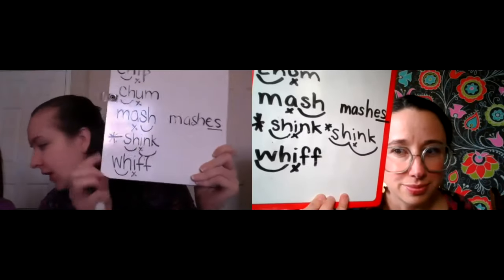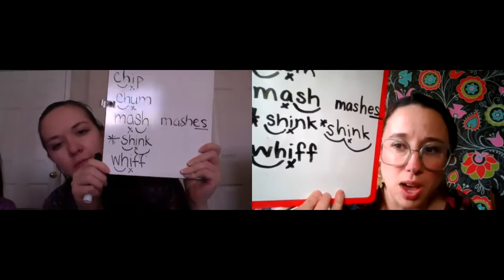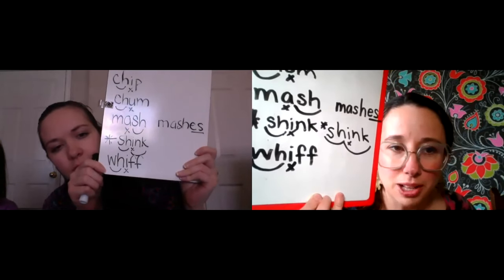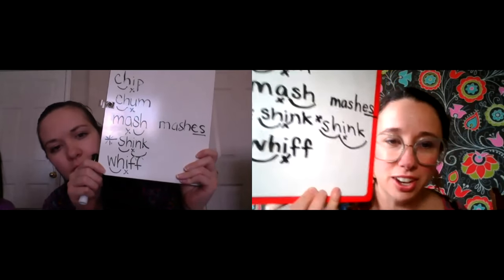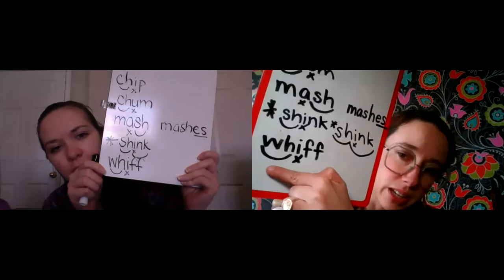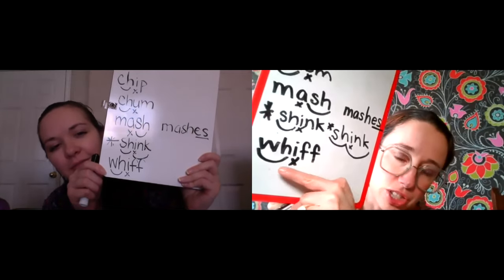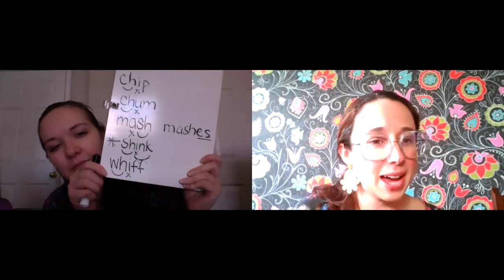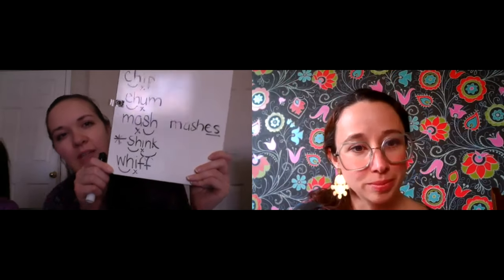Jillian, how did you spell whiff? W-H-I-double-F for the San Francisco Zoo rule, and then I arc the W-H digraph and put an X under the I because it's a vowel. Great explanation. Perfect. All right, let's point to that word. Read it twice. It says, with.